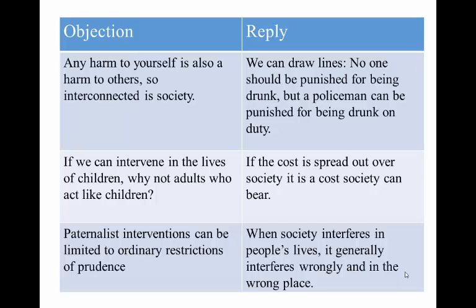Well, you might object that if we can intervene in the lives of children, why not adults who act like children? Mill says that if the cost of allowing adults to act like children is spread out over society, it is a cost society can bear. For instance, if you allow people to not wear motorcycle helmets, it will cost society by raising insurance rates. But that's spread out across society, so it's a cost we can bear.